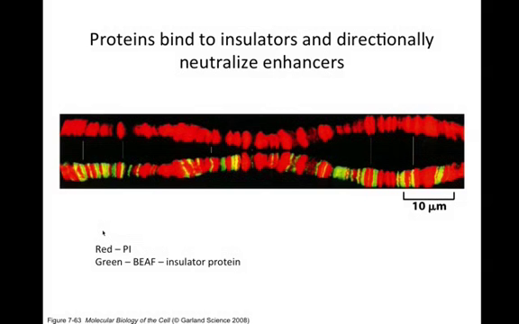This is right out of the textbook. This is a Drosophila polytene chromosome that is stained with propidium iodide. What is PI stain? You know, yes?